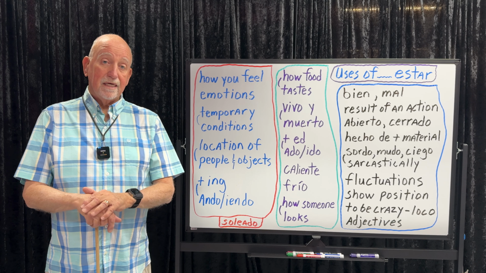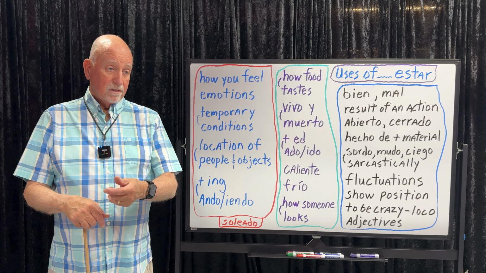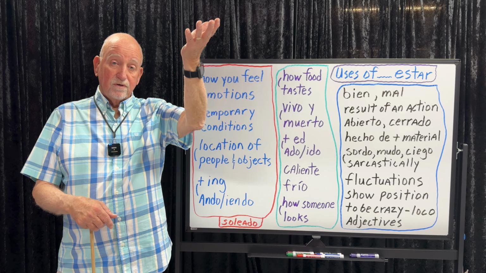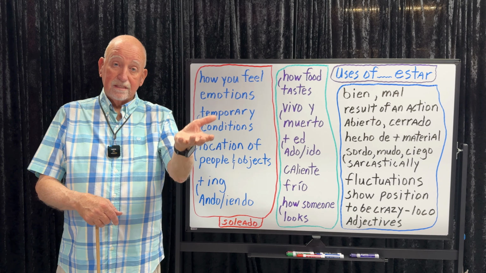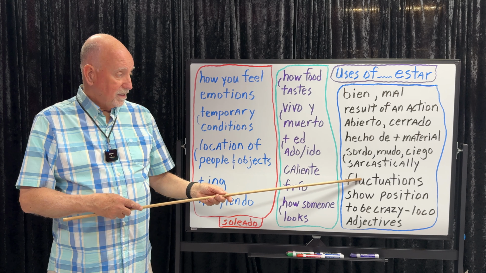Something that's normally inexpensive. Los huevos normalmente son baratos. They're inexpensive. But right now, they're very expensive. Fluctuation. Los huevos, los blanquillos, están muy caros. Están muy caros ahora. So you use estar to show fluctuation.